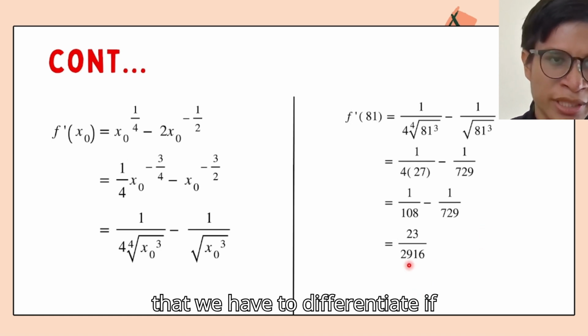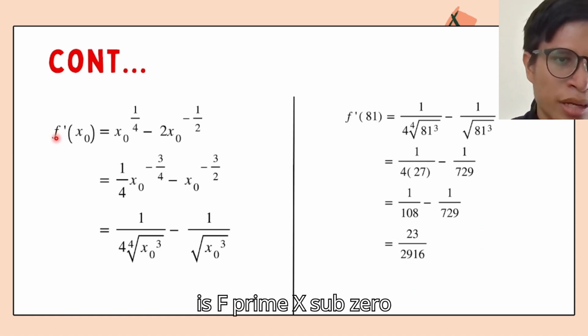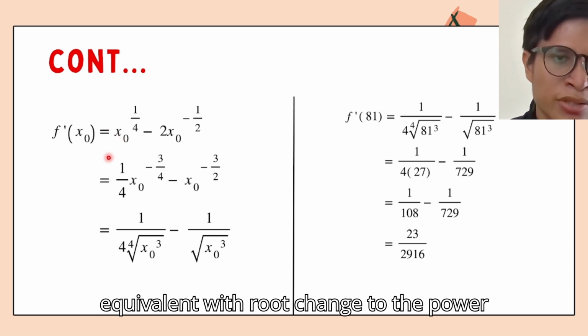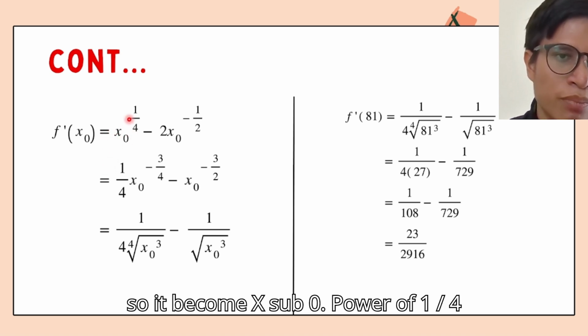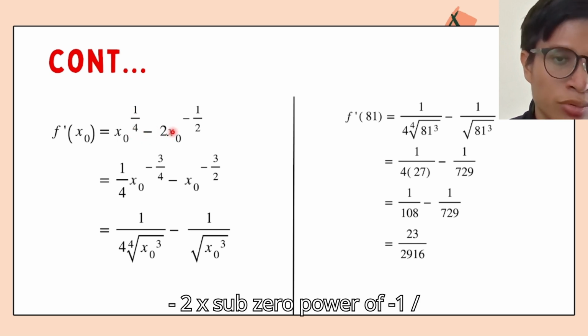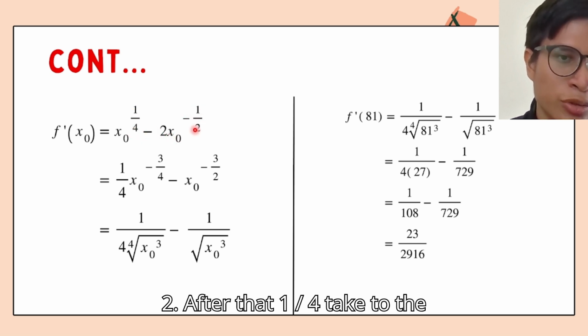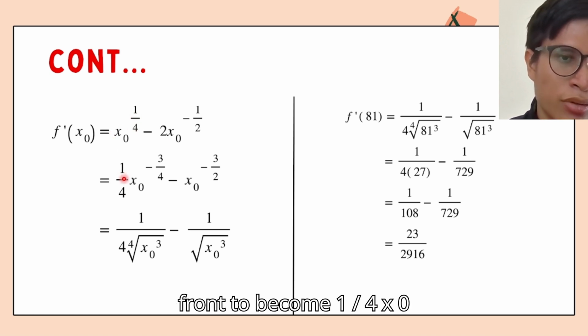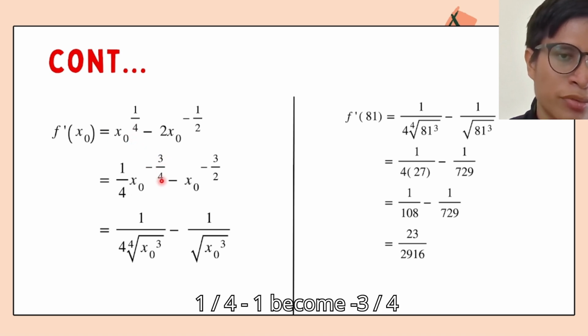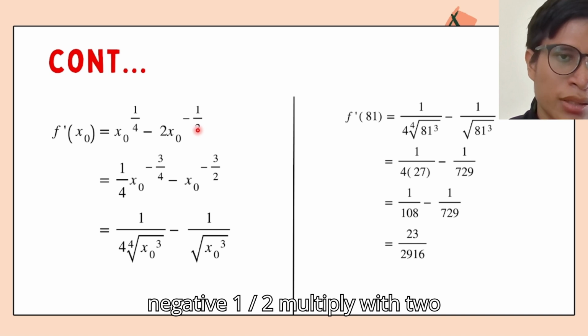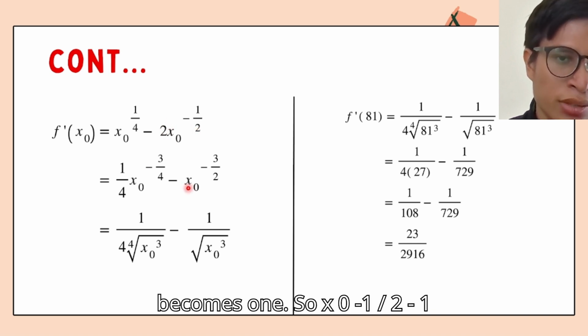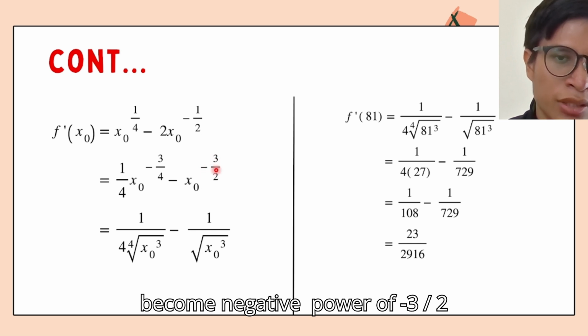After that, we have to differentiate. f prime of s sub 0 is equivalent to, changing the root to a power, s sub 0 power of 1 over 4 minus 2 s sub 0 power of negative 1 over 2. After that, 1 over 4 take to the front, and 1 over 4 minus 1 becomes negative 3 over 4. Negative 1 over 2 multiply with 2 becomes 1. So negative 1 over 2 minus 1 becomes power of negative 3 over 2.